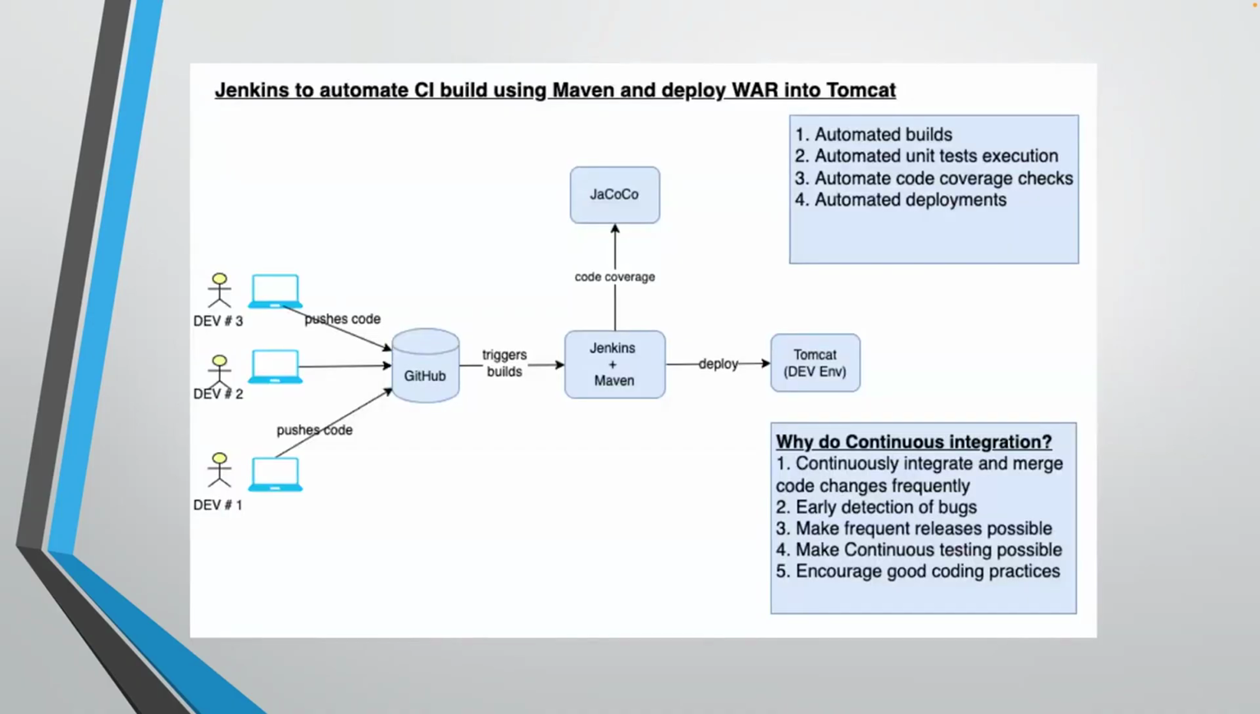So if you look at this diagram, we have already configured Jenkins. We also have configured Tomcat server as well. We also configured a Java project inside our GitHub repository. So we are going to create something called Freestyle job in Jenkins. Using that Freestyle job, we will automate the build, we will automate the deployment, we will also automate code coverage check, and then we will also automate a unit test execution as well.